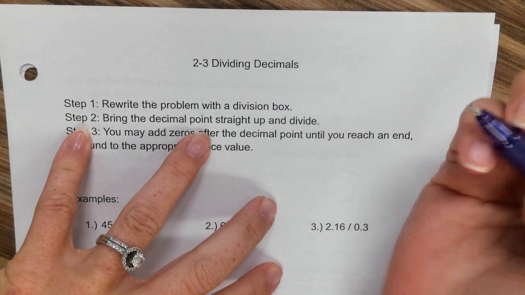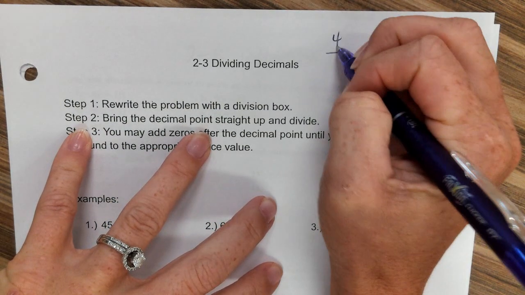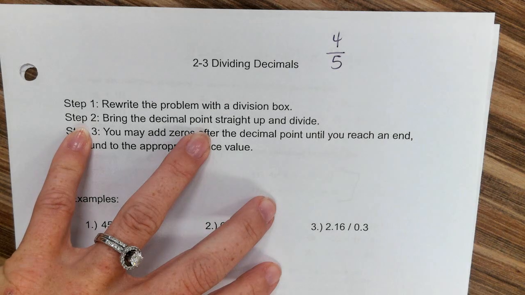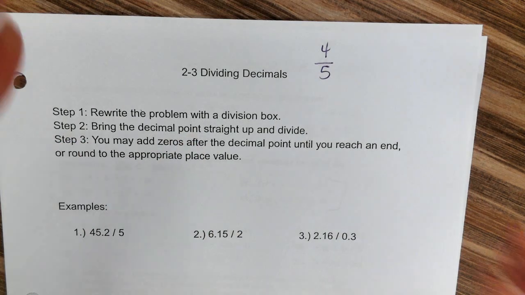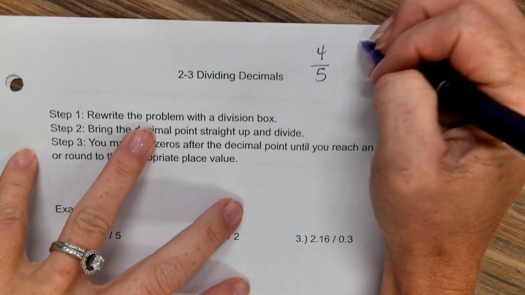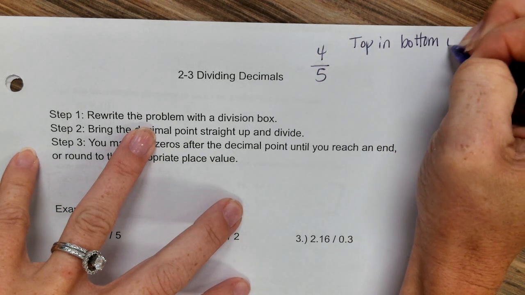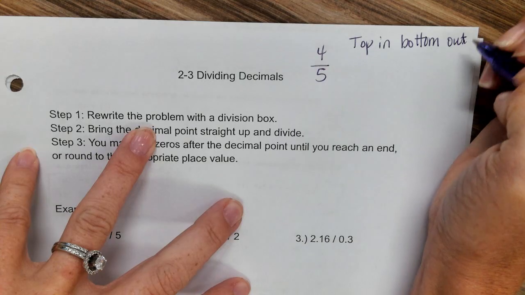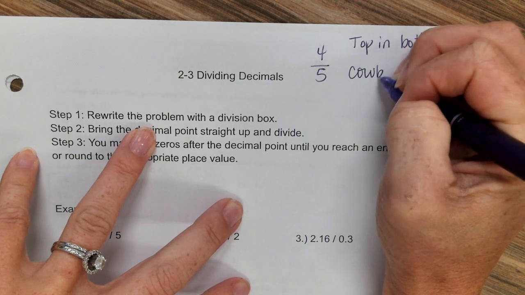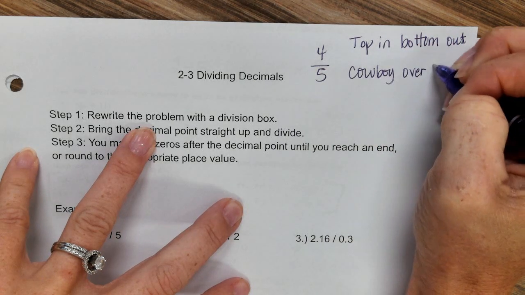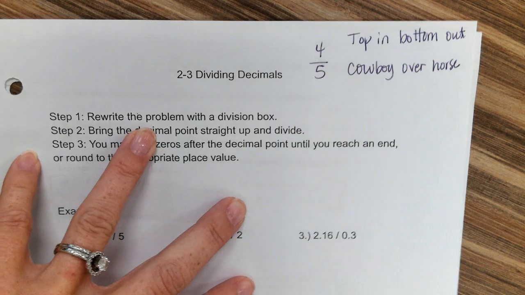When you have a division problem like 4/5, the two sayings that I taught y'all to know which one goes in the division bar thing. What was the sayings? Top in, bottom out. And there was one more. Cowboy over horse. Whichever one works for you.